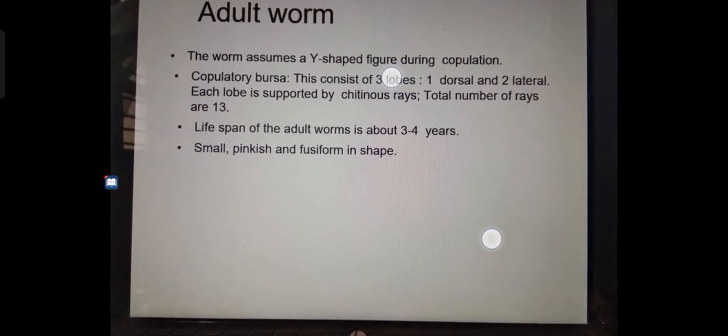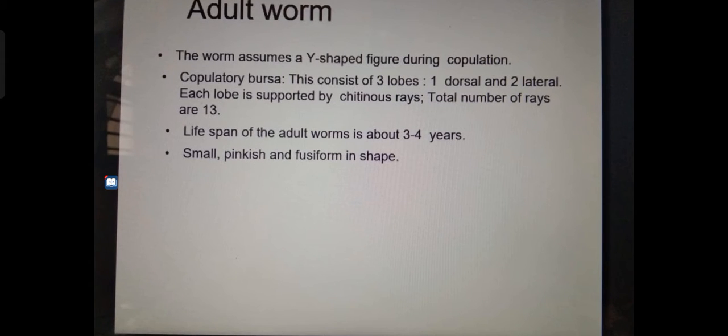The adult worm assumes a Y-shaped figure during copulation. We have already discussed that the copulatory bursa is the male's structure, and the tail of this shape is the copulatory bursa. This consists of three lobes: one is dorsal, and two are lateral. Each lobe is supported by cutaneous rays, and the total number of rays is 13.